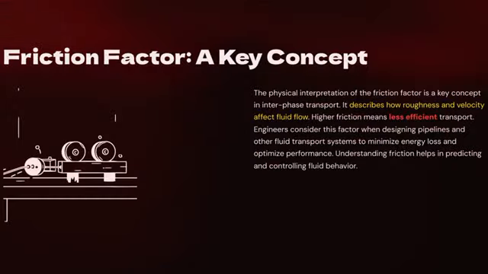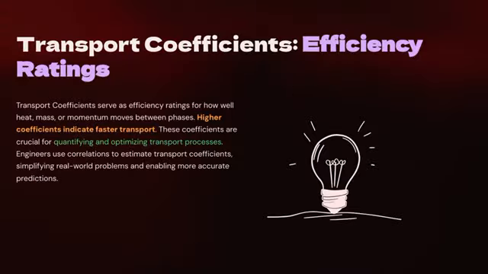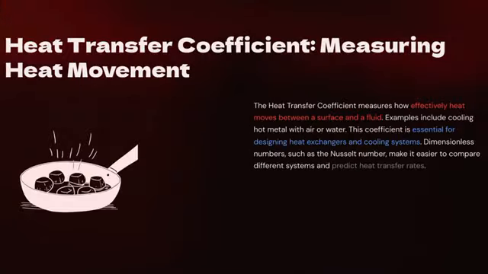Right, and the physical interpretation of a friction factor is another key concept. It's all about how roughness and velocity affect fluid flow. More friction means less efficient transport. And then we have transport coefficients. These are like efficiency ratings for how well heat, mass, or momentum move between phases. Higher coefficients mean faster transport.